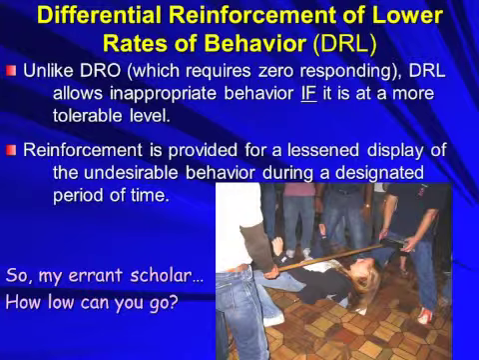Like DRH, we can build in incentive clauses. The greater the reduction in occurrence, the greater the reinforcement. So the youngster who is working to reduce the outburst to 7 would receive extra reinforcement for beating that goal.